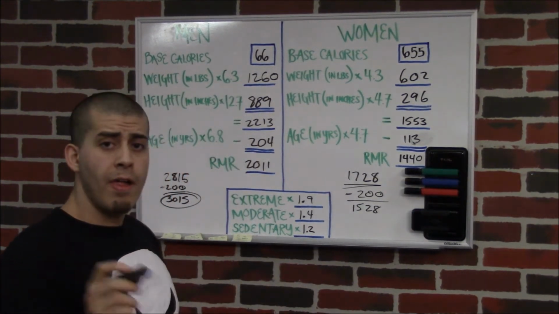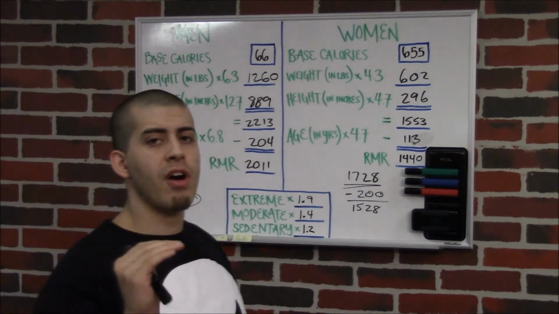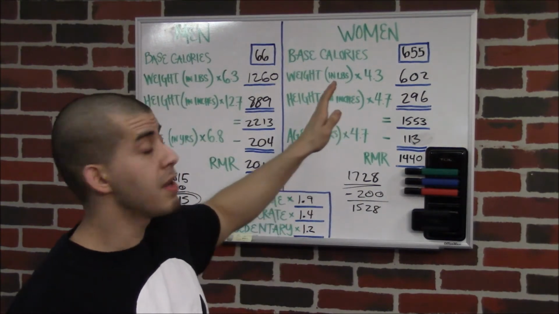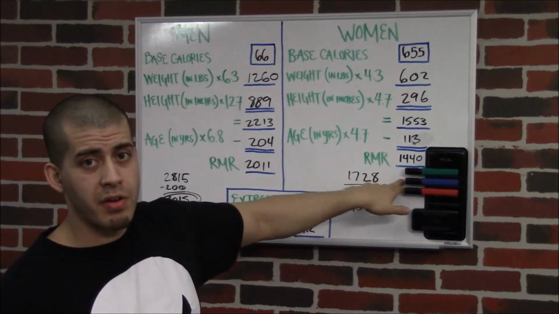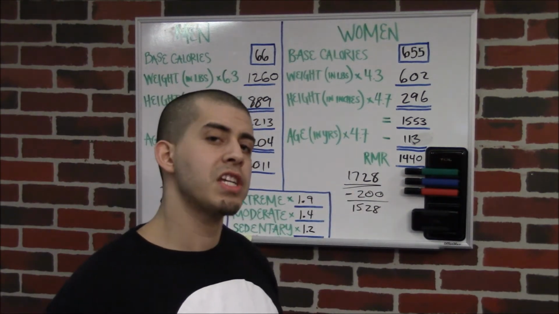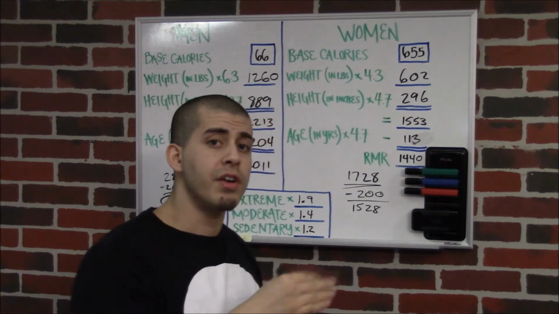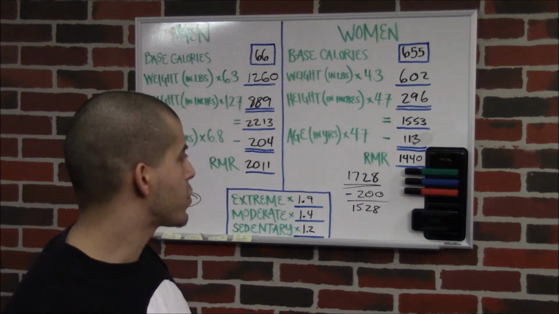Alright, now, another point about the RMR is that you should never really fall under, especially for women, this happens a lot for women, but if you do this whole equation and you get to under 1,200 on your RMR, your baseline should always be 1,200. It's actually very unhealthy to eat under 1,200 calories, and you should really try to maintain the 1,200.